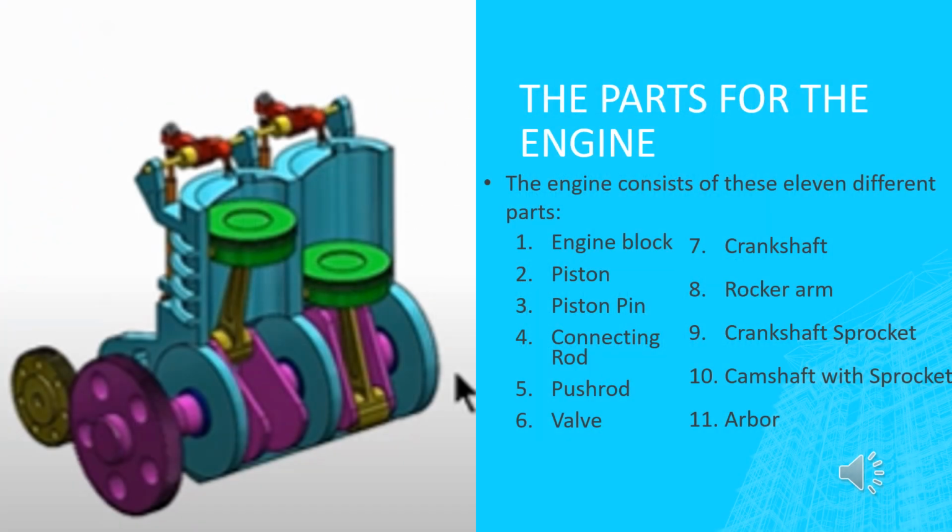Here we see an image of the fully assembled two-cylinder engine. The assembly was done with 11 different parts: an engine block, pistons, piston pins, connecting rods, push rods, valves, crankshafts, rocker arms, a crankshaft sprocket, a camshaft with a sprocket, and an arbor.